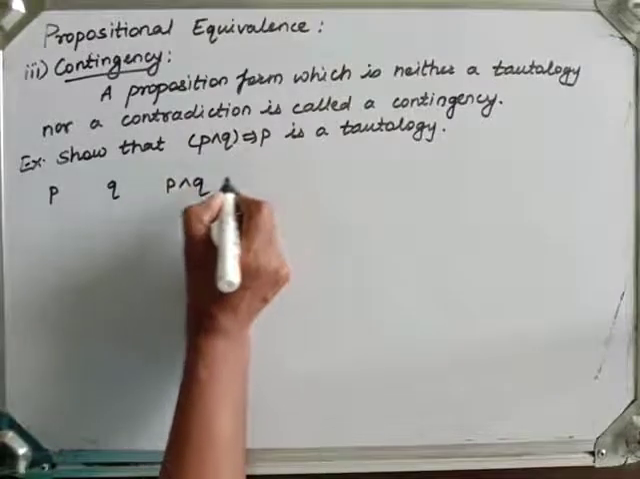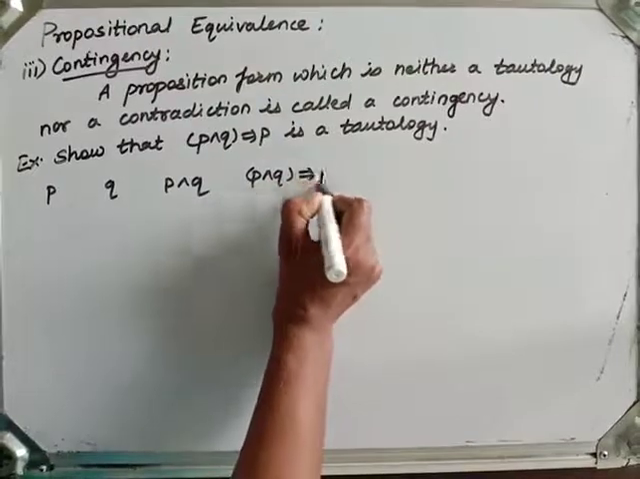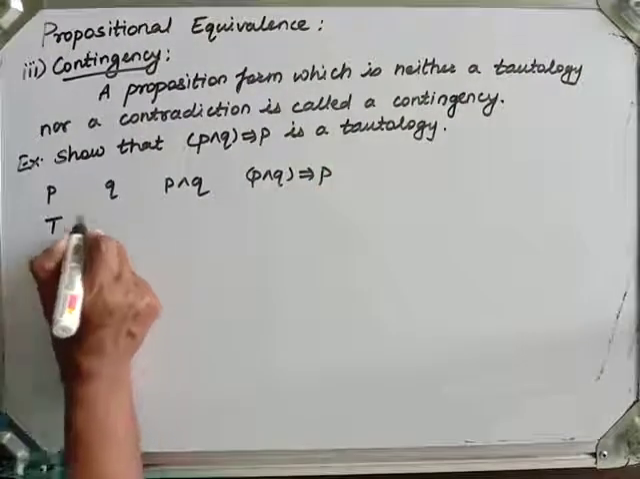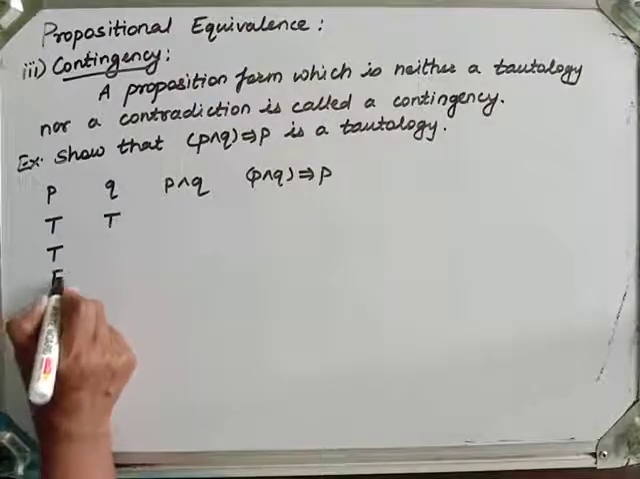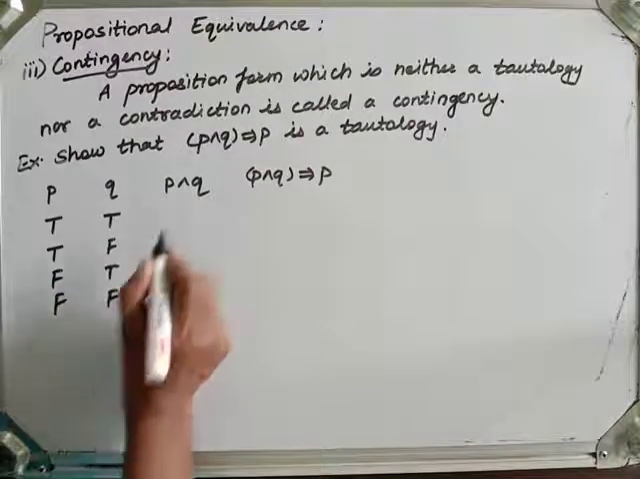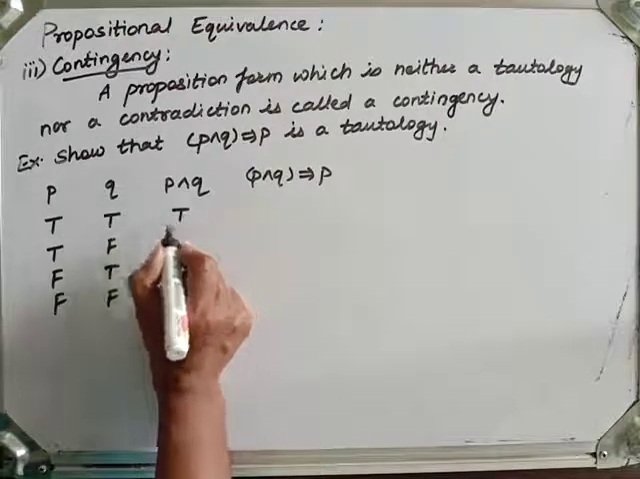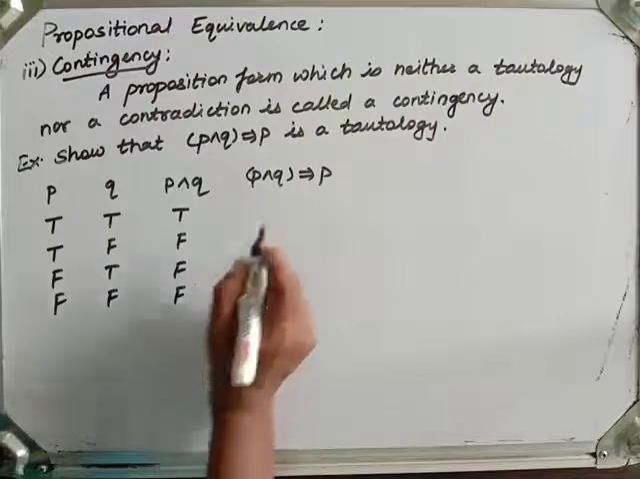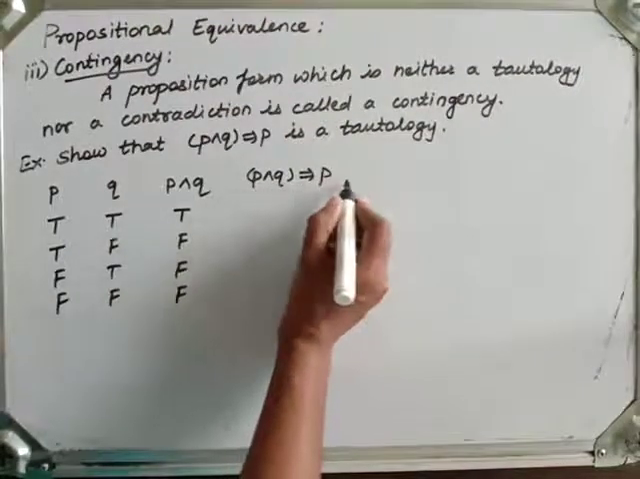And Q, and lastly P and Q implies P, where P and Q is our premise and P is our consequence here. Two variables, only four possibilities: true, true, false, false, again true, false, true, false. Now conjunction is true only when both are true. So true, false, false, false. Now implication is here, P and Q implies P.